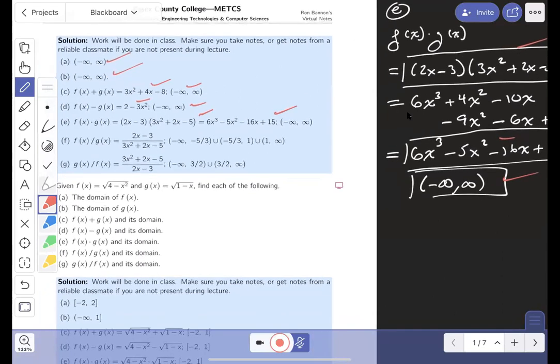And the next one is letter F. And what does F want me to do? Well, they want me to take f of x and divide it by g of x.